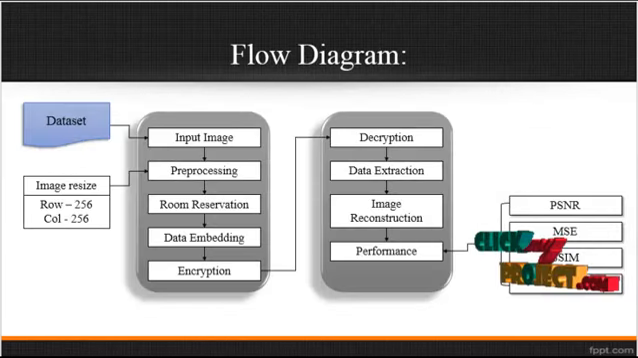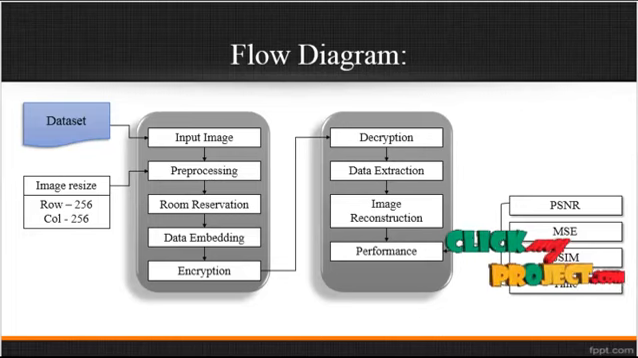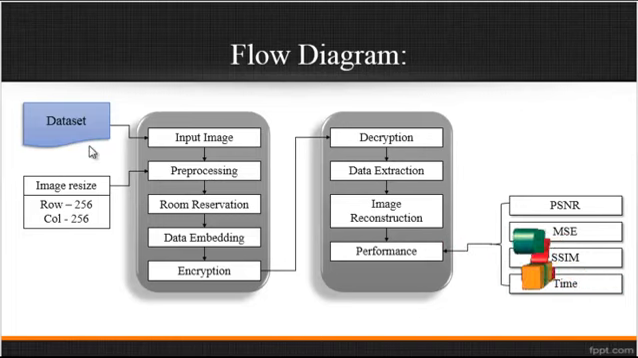Now we are going to discuss the flow diagram for the process. This is the overall working flow for this process. At first, step 1 is the input image. The input image is taken from the dataset. The dataset is a folder which consists of several images. After getting any one image from the dataset, the pre-processing will be carried out.